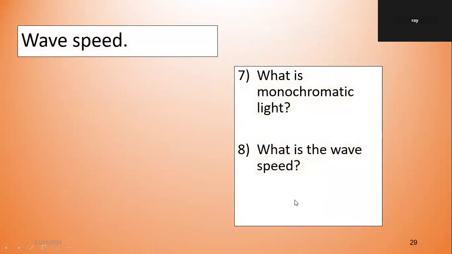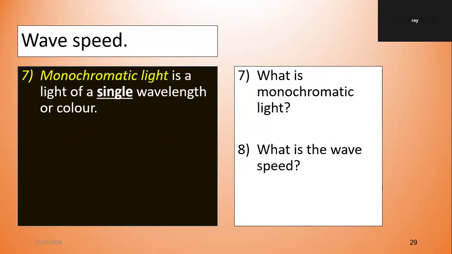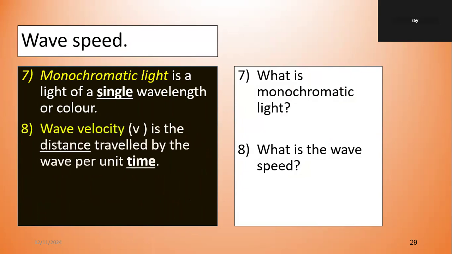Wave speed. What is monochromatic light? Any idea? Single wavelength. Good, correct. Monochromatic light is light of a single color or single wavelength. What is the wave speed? Is it equal to the speed of light? No. Wave speed is the distance traveled by the wave per unit time.